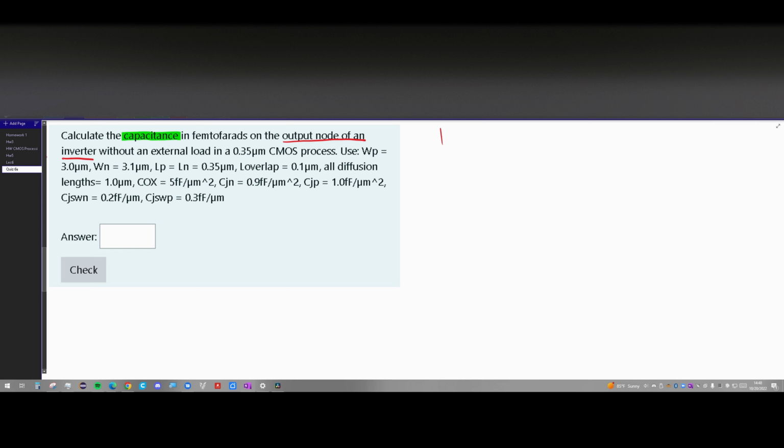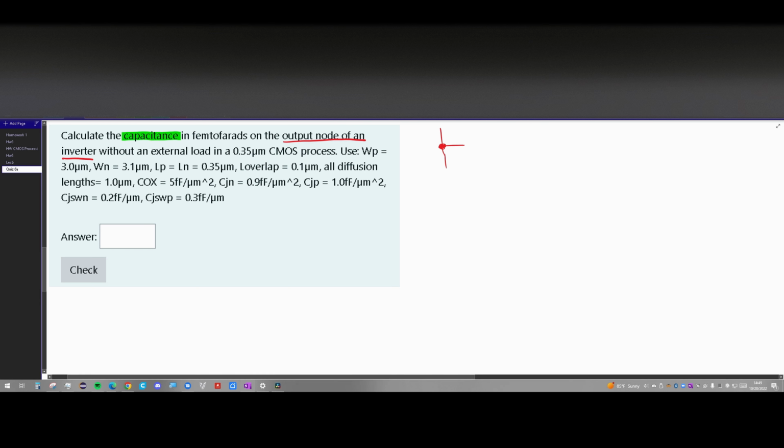So if we have an inverter, we have our PMOS and NMOS, and we have this output right here. We're looking for the capacitance right here. Now we have the following variables, and yours might be different, but we're going to talk about general equations that we can use to actually go ahead and solve this.